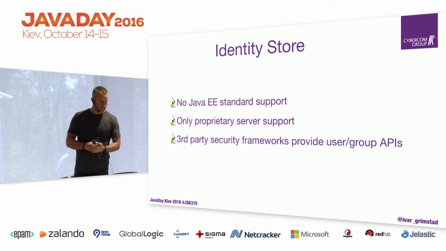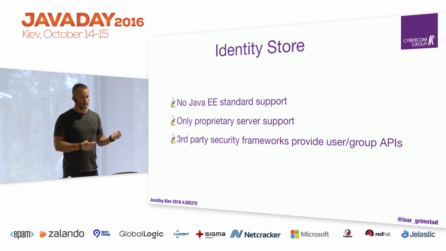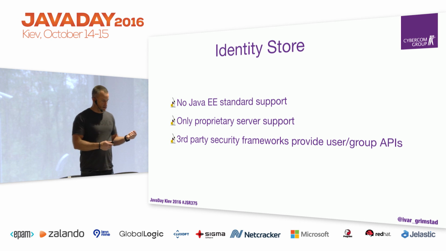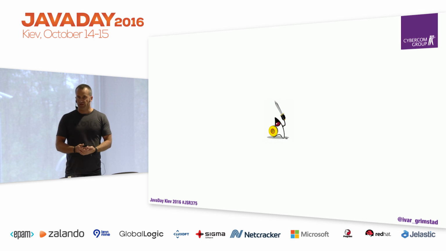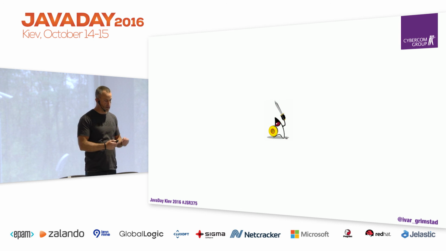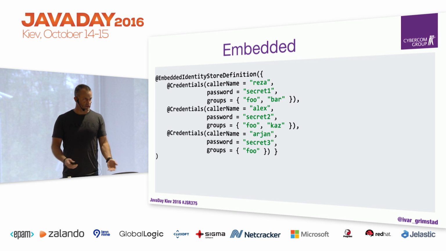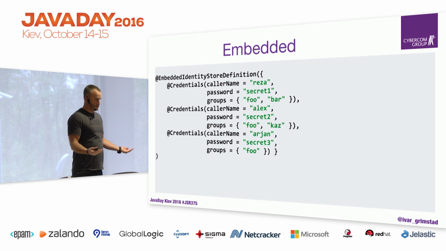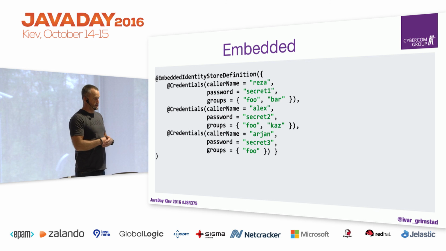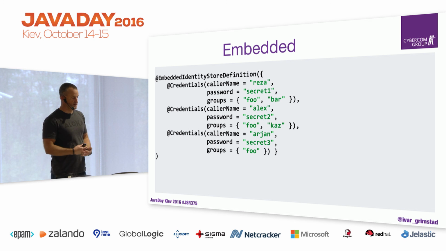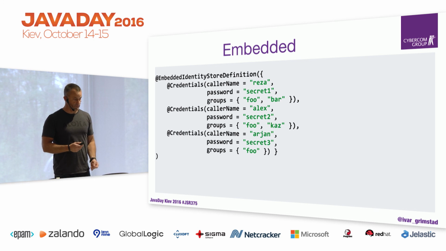So what's the status today? There is no Java EE standard support. There is proprietary server support. And there are third-party security frameworks that provide this for you. So how do we want to do it then? We have support for the most common ones. This is an embedded identity store, an in-memory identity store you can use for prototyping or development, or just for testing out things. You can annotate your application with an embedded identity store definition, and just have the passwords and the users there. Very simple.